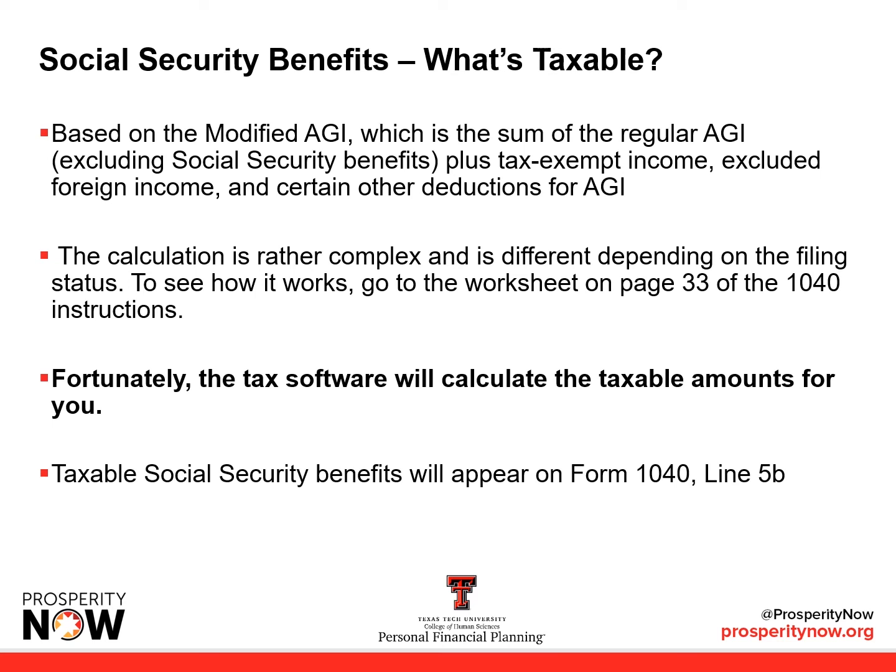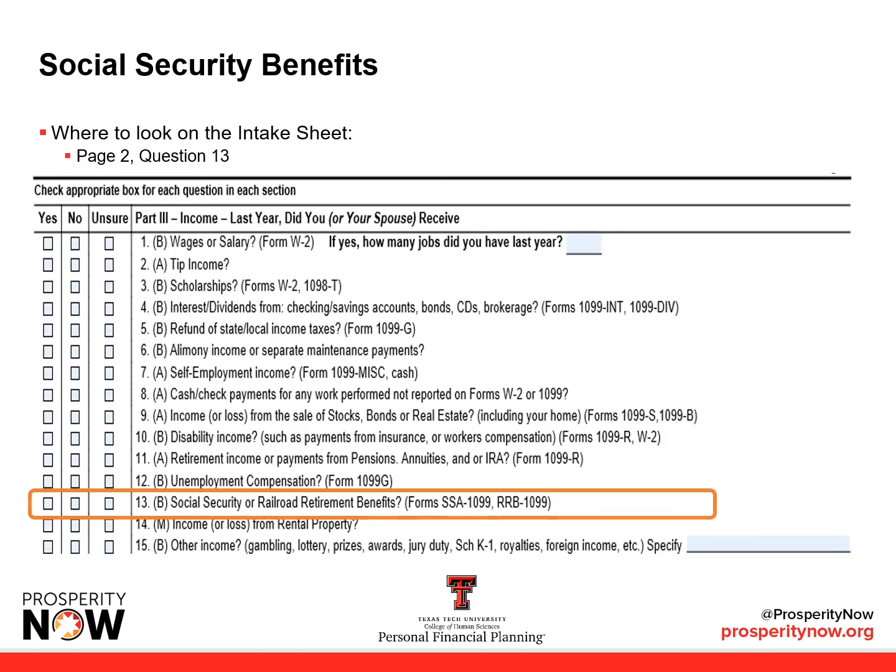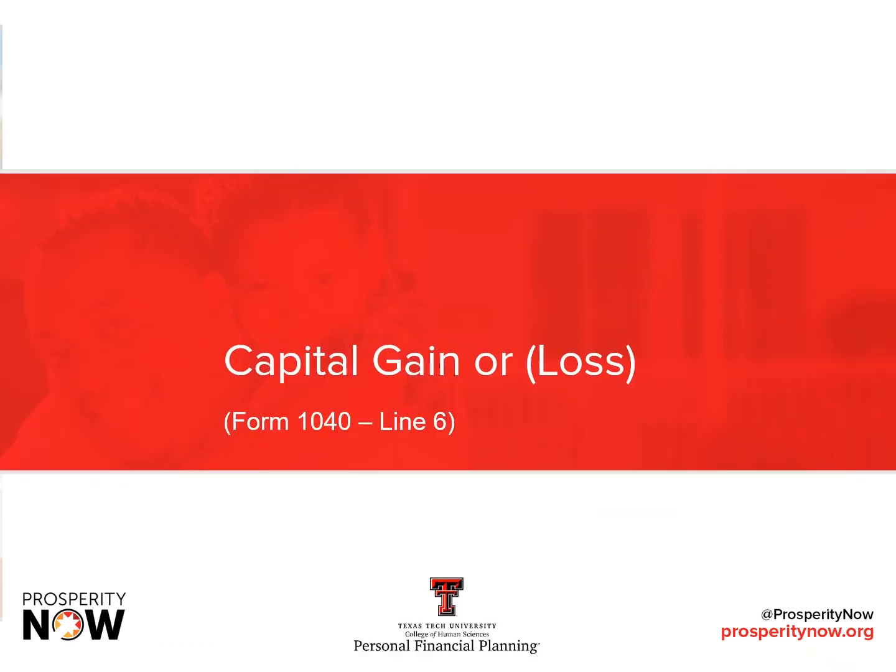Fortunately, the tax software will calculate these taxable amounts for you, and you'll be able to see that taxable Social Security benefits will appear on the Form 1040, line 5B. And here's where to look on that IRS VITA intake sheet, page 2, question 11.